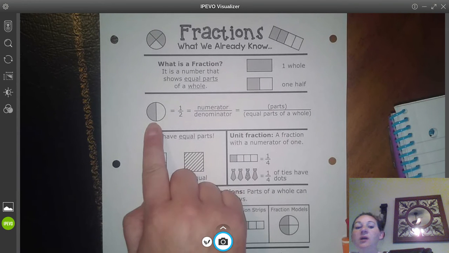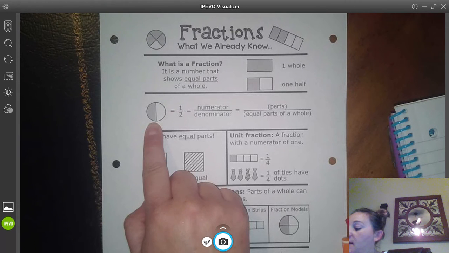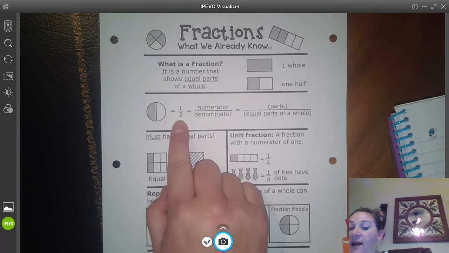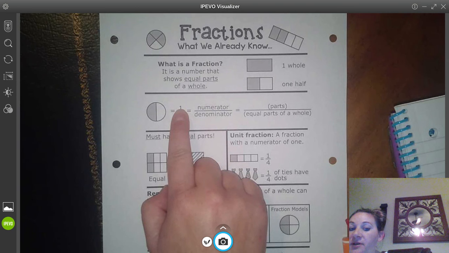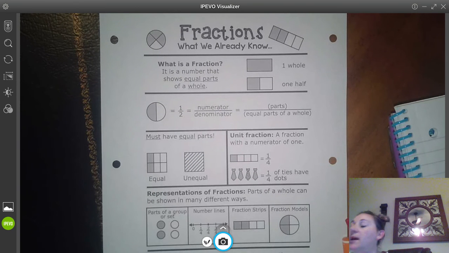So here's our fraction model, okay? One part is shaded out of two parts. So we would say that is 1/2 or half. This top number is called the numerator. The bottom number is called the denominator. How I remember it is no duh.